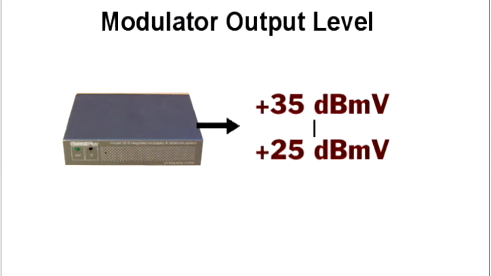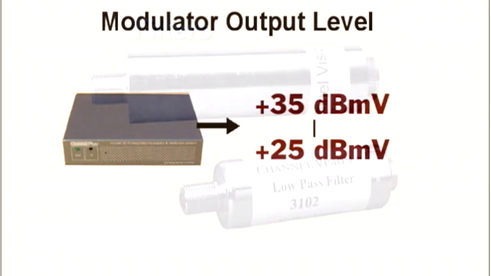Modulator output levels are usually high, typically 25 to 35 dBmV. This comes in handy since they're usually placed in the internal path of a coax distribution system where losses are high before reaching a distribution amplifier.